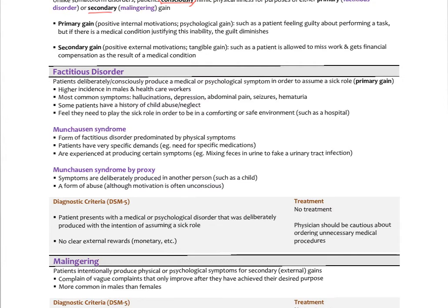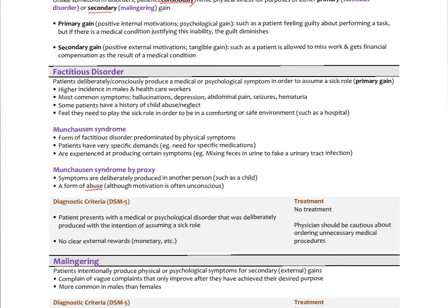Munchausen by proxy would be symptoms deliberately produced in another person, and that's typically a child. So the mother might produce certain symptoms or take the child to the doctor saying the child has these different symptoms. For example, urinary tract infection, and then she does something to contaminate the sample, and the doctor diagnoses the child with a UTI. This is considered a form of abuse, although the motivation for the abuse is very unconscious to the patient. So that's Munchausen by proxy.